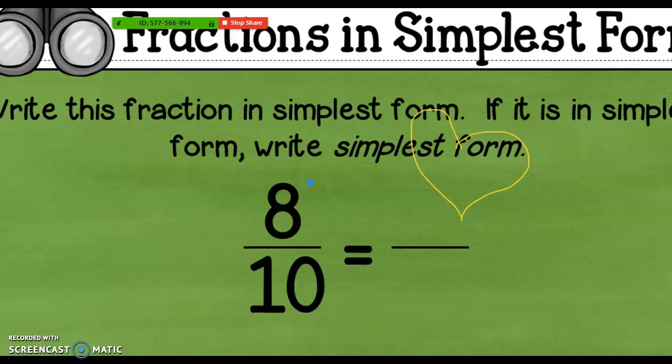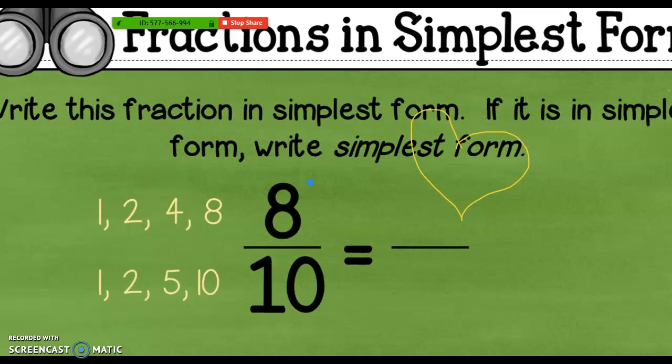Let's look at the next one. Write this fraction in simplest form. If it is already in the simplest form, we would just write simplest form. So 8. What are the factors of 8? 1, 2, 4, and 8. 10. What are the factors of 10? 1, 2, 5, and 10.